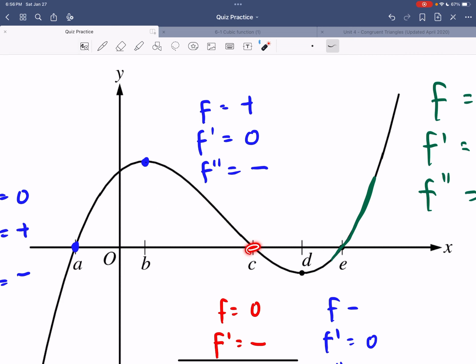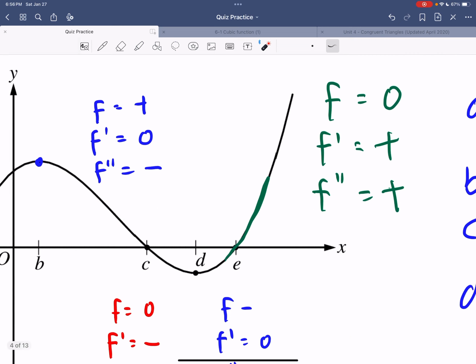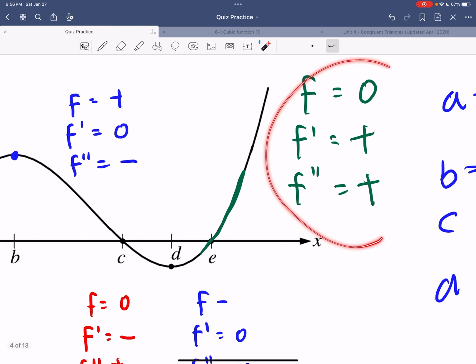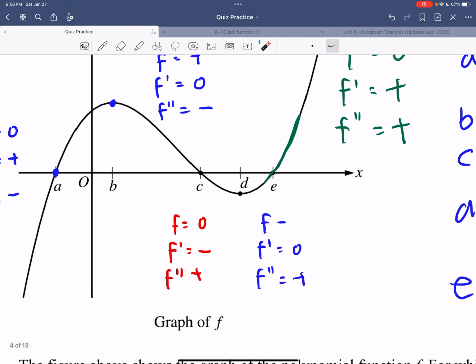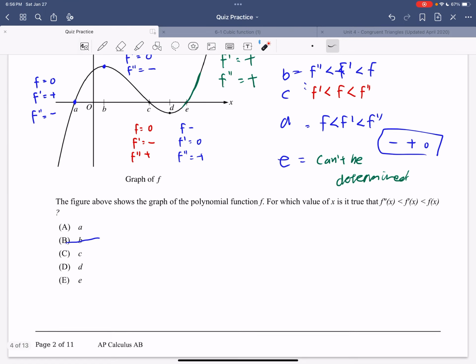Just like this, you can try C, D, and E. I think E is the only one where you actually have this order, which we cannot really tell, but it does not matter. E is not going to be the answer. So you can kind of tell which one is going to be the answer, okay?